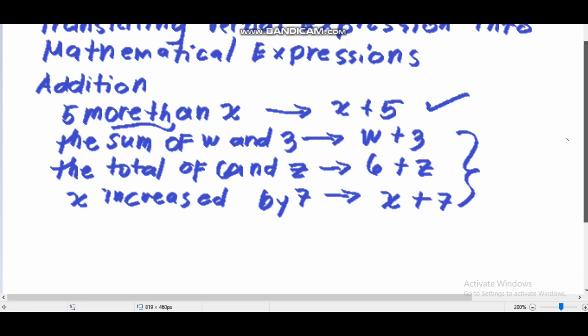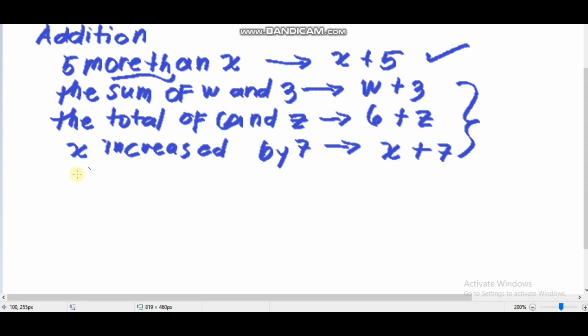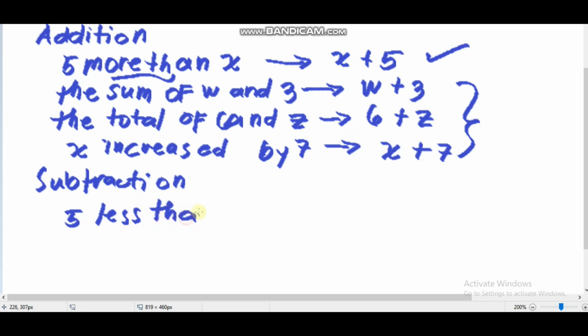How about subtraction? So, for subtraction, when you say 5 less than y, how will you express that? It is the same as before, so you will have, very good, y minus 5. So that's y minus 5. Be careful with this, class, because most of the time students write 5 minus y. So if you have 5 less than y, that is y minus 5.